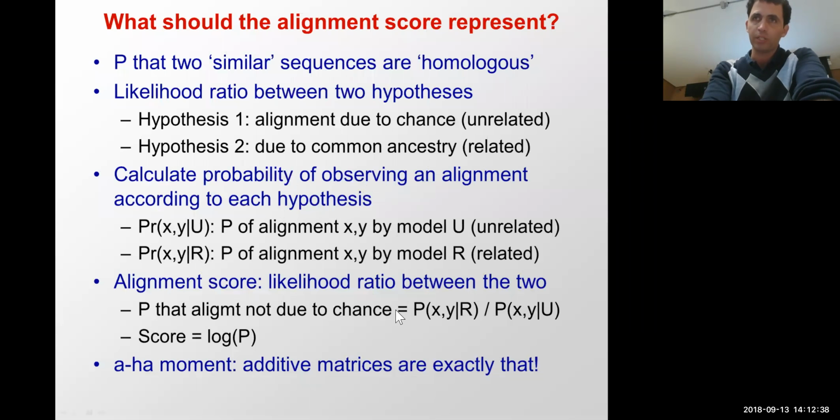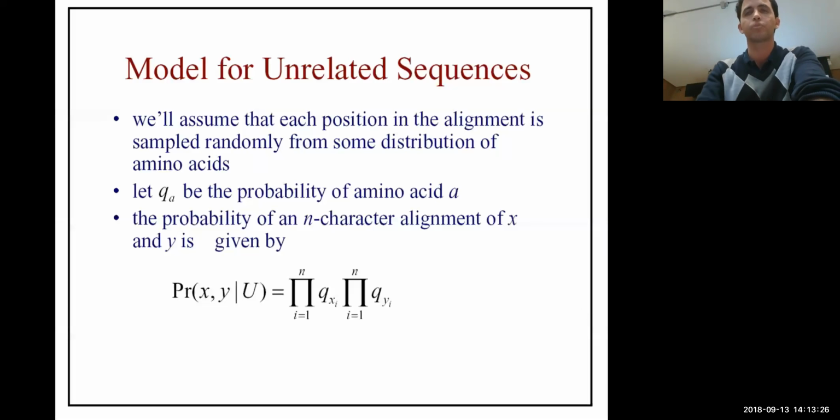The probability that alignment is not due to chance is going to be the random divided by the unrandom, the related versus the unrelated. And then the score is going to be some kind of log probability. The beauty of this is that if our score is a log probability, then I can simply take a bunch of logs for the individual amino acids, add up the logs, and that's the same as multiplying the probabilities. These additive matrices are doing exactly that. They are directly interpretable probabilistically. This is exactly what we've been doing all along. As long as these scores are the logs of the probability of being related versus unrelated, then as soon as I add the scores, I get a sum of probabilities.